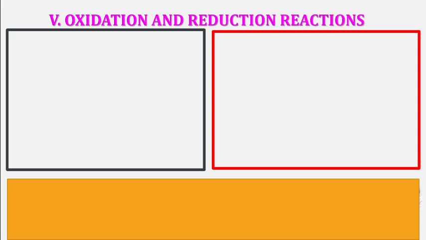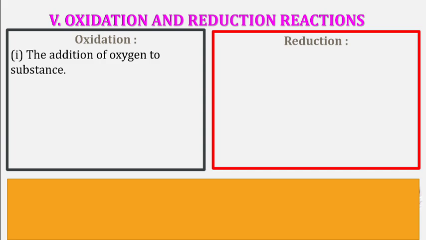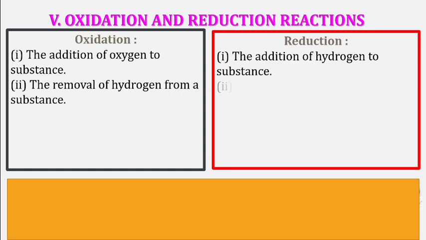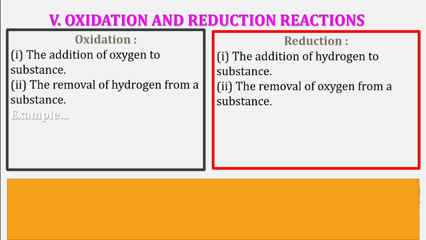Now we can study oxidation and reduction reactions. Oxidation is the addition of oxygen to a substance, whereas reduction is the addition of hydrogen to the substance. The removal of hydrogen from a substance is oxidation. The removal of oxygen from a substance is called reduction.